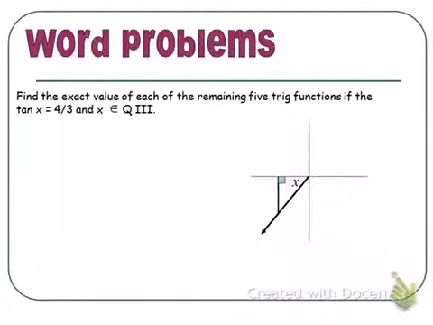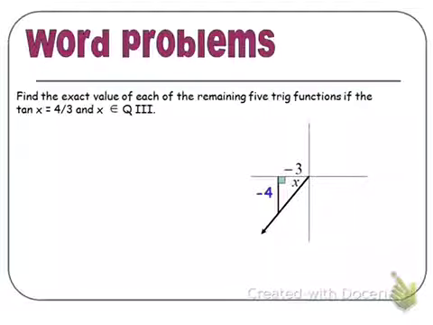Tangent is opposite over adjacent. Okay? So would it be correct to write 4 here and 3 here? Why is that not correct? Because they're both negative directions, right? Left and down are negative. Up and right are positive. So this is going to be -3 and -4. Which, of course, negative divided by negative would give us a positive tangent value.